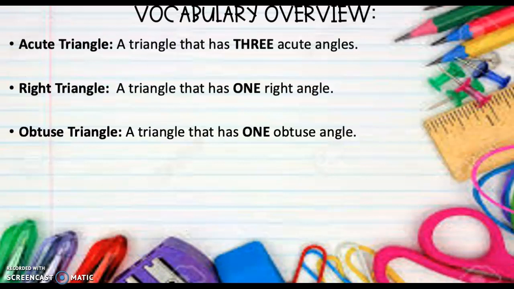Okay? Your next one is an acute triangle, and these 3 right here, acute, right, and obtuse, this should be familiar from last week, and that should kind of help you with understanding these triangles right here. So the first one is an acute triangle. That is a triangle that has 3 acute angles. So all the angles in that triangle are acute. A right triangle is a triangle that has at least 1 right angle. And an obtuse triangle is a triangle that has 1 obtuse angle.